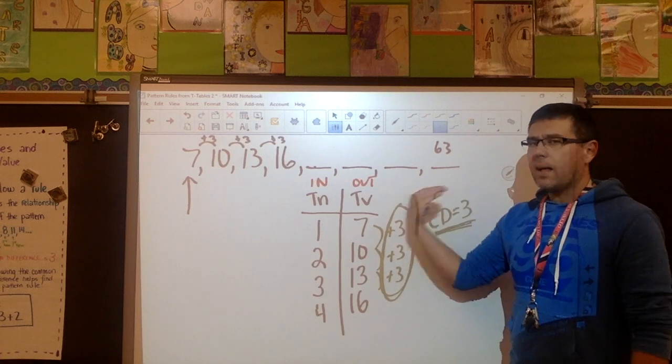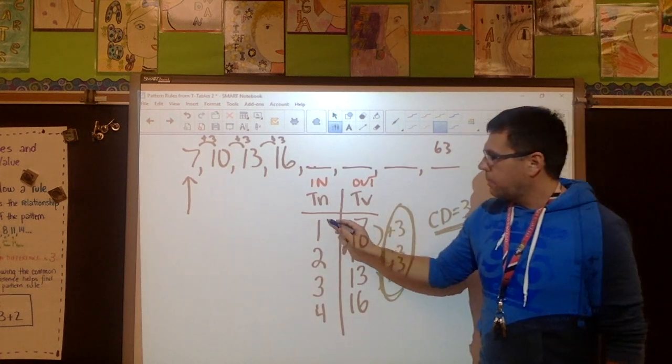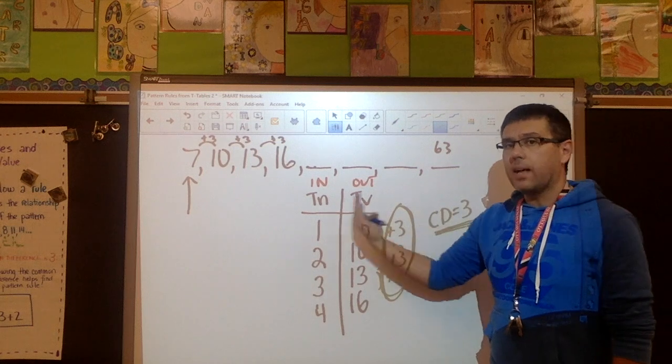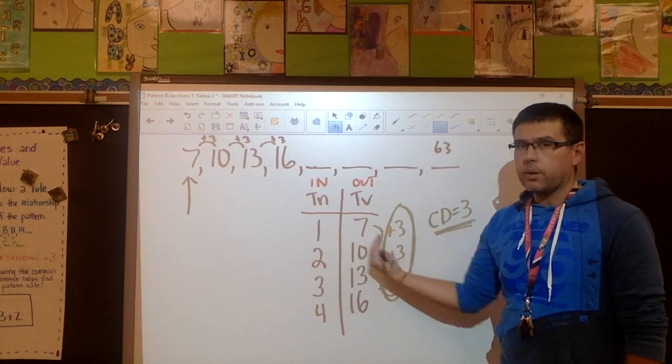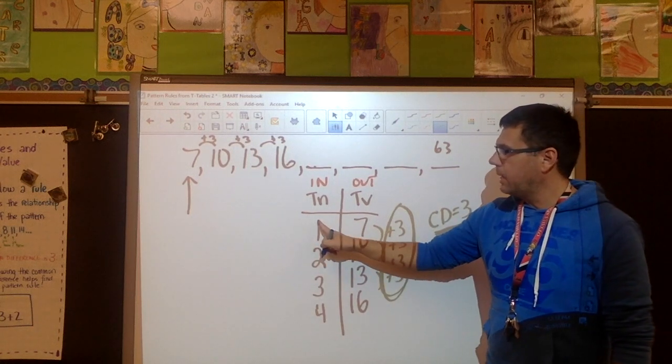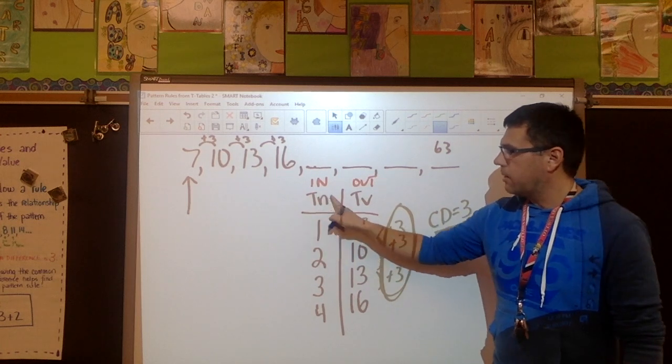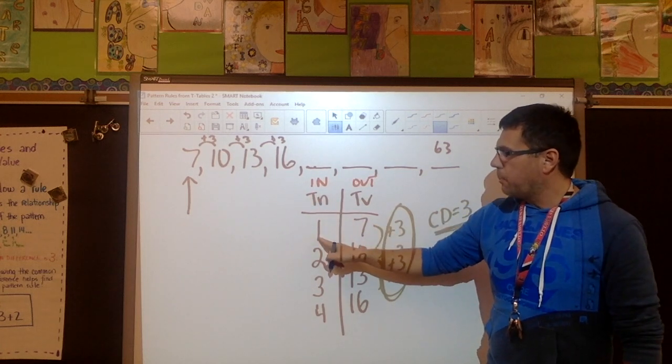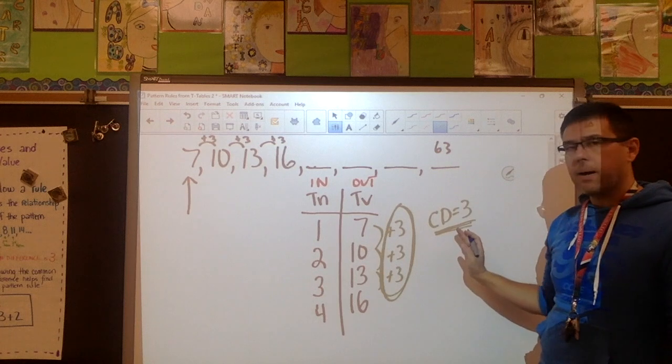I know that this is going to help me find the beginning of the pattern rule. Well, what else is the beginning of the pattern rule? If you think about it as an in and out table or an input-output table, the beginning of the pattern is this right here. So whatever number I put in, I have to multiply it by 3.